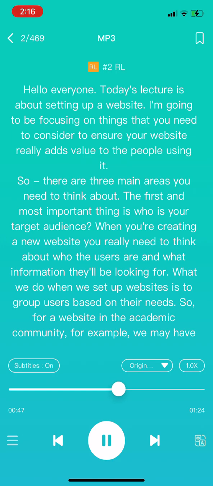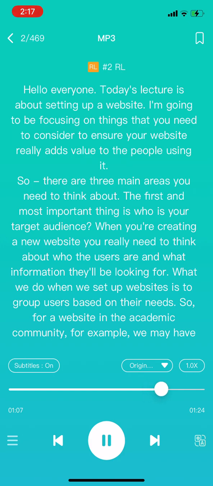The second point is accessibility. The main thing here is to ensure your website can be found. And you can do this by making sure it can be reached from areas on the web where your target audience are also active. So this may mean providing links on other websites, or maybe using social media.